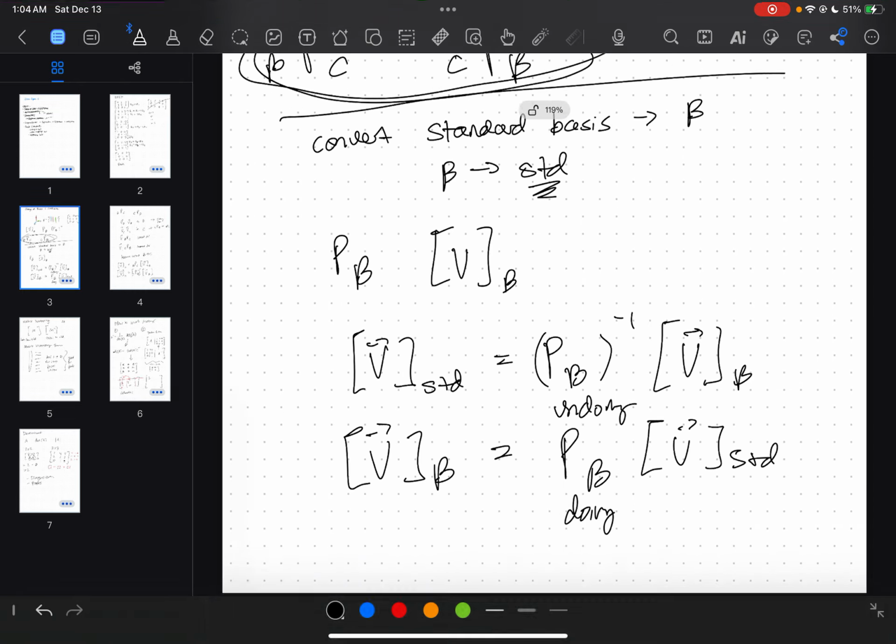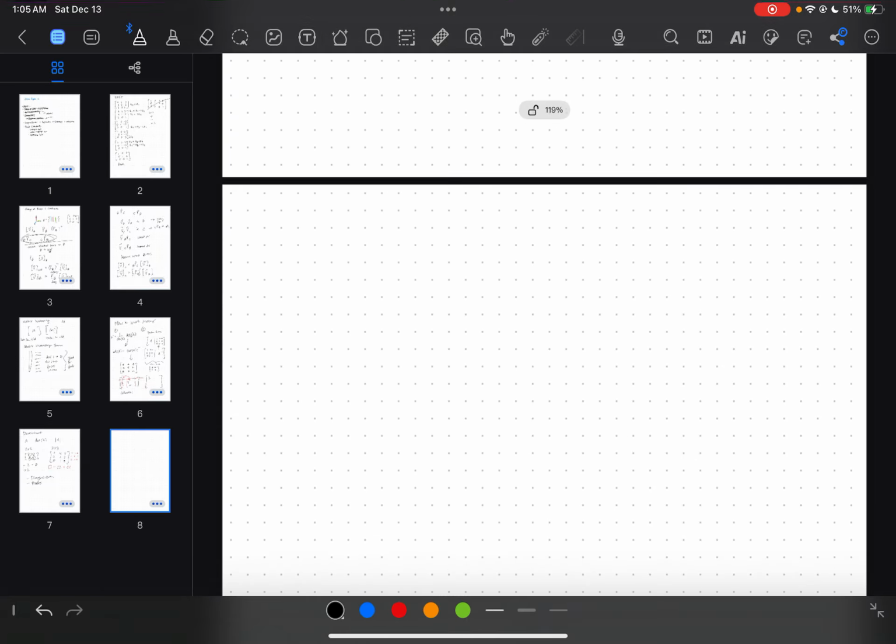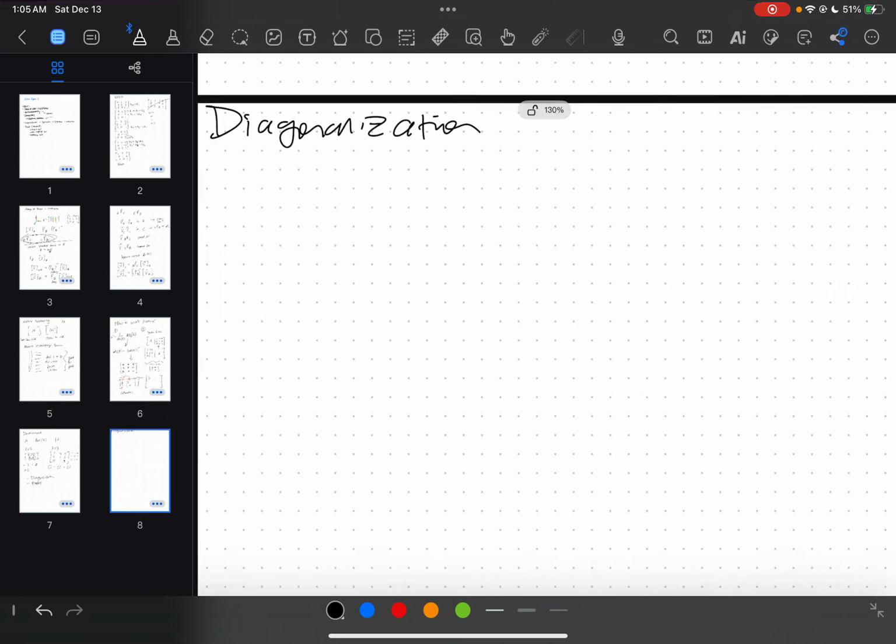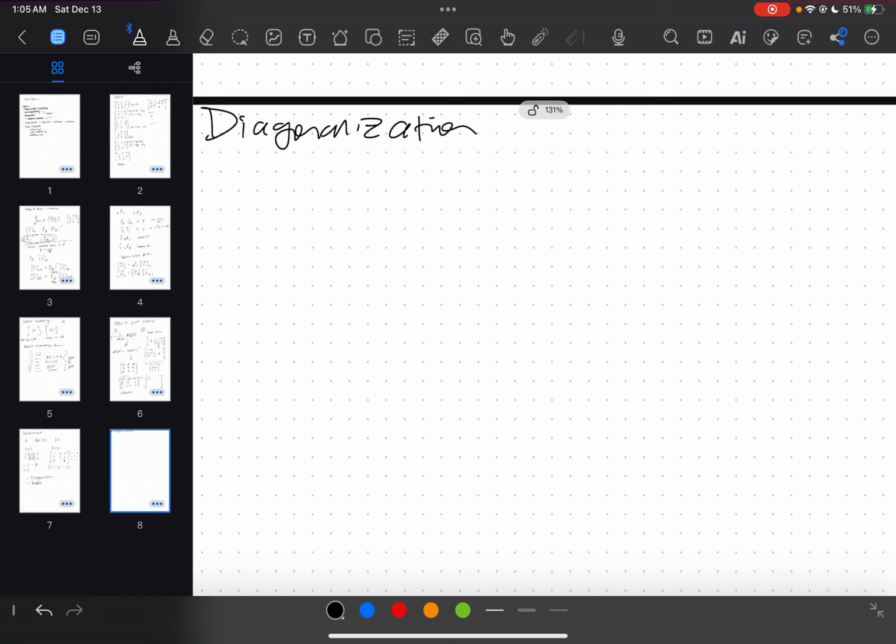So let me make a new page. Can you search up diagonalization problem? Not all matrices are diagonalizable, so I want to make sure I have one that is.